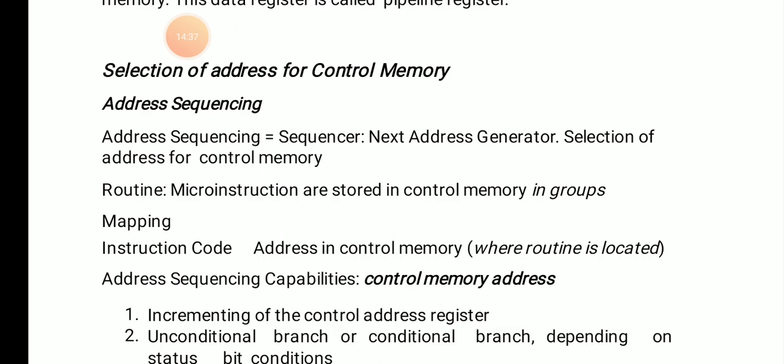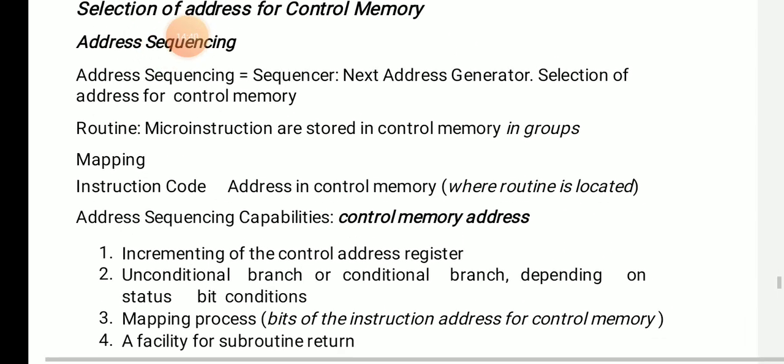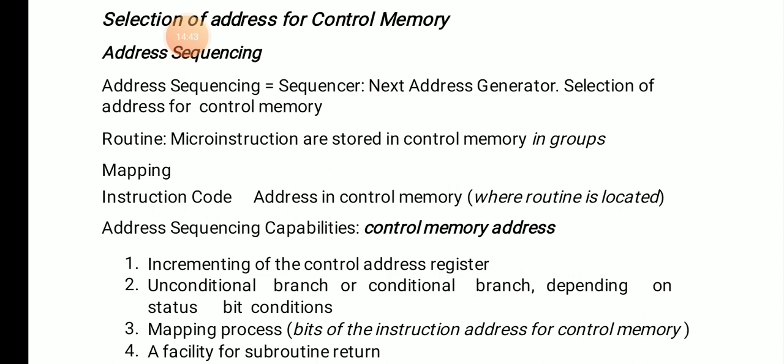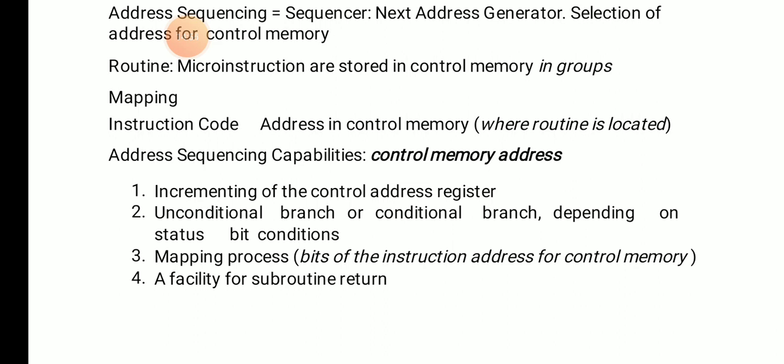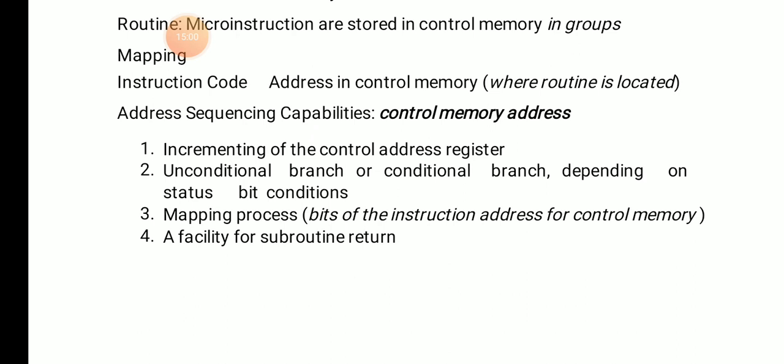Selection of address for control memory. Address sequencing is done by the sequencer, the next address generator. Routines: microinstructions are stored in the control memory in groups. Mapping: the instruction code gives the address in the control memory where the routine is located. Address sequencing capabilities include incrementing of the control address register, unconditional or conditional branch depending on status bit conditions, a mapping process from the bits of the instruction to an address for control memory, and a facility for subroutine return.